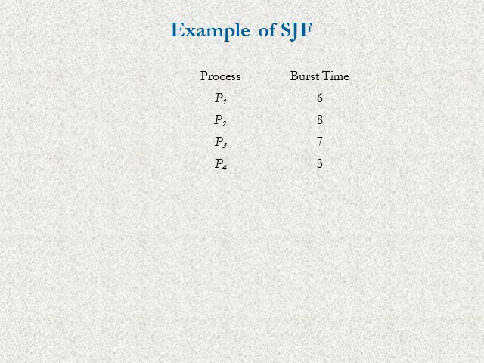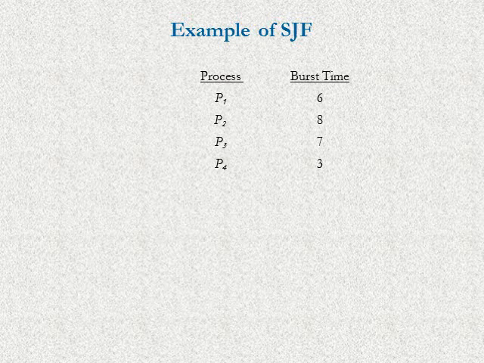Over here we have an example of shortest job first. In this example, we have four processes from P1 to P4, and their burst time requirements are: for P1 it is 6 seconds, for P2 it is 8 seconds, for P3 it is 7 seconds, and for P4 it is 3 seconds. So these are the burst time requirements for all these four processes for shortest job first.